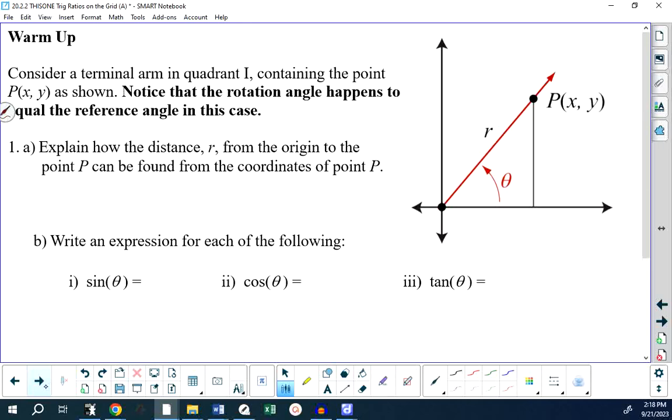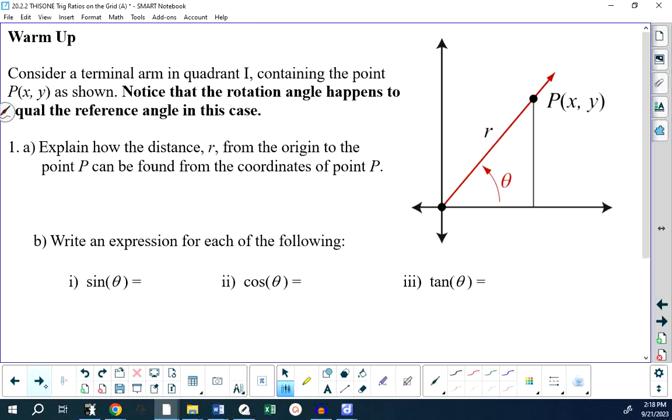How can the distance r, which is, if you look at the diagram, the distance from the origin to that point, how can that be found if I knew the coordinates of that point? If I told you that point was at 3, 4, how could we find that length to point P? If I told you that point was at 5, 40, how could we use those numbers to find the length, which we're going to call R? Do you know? No?